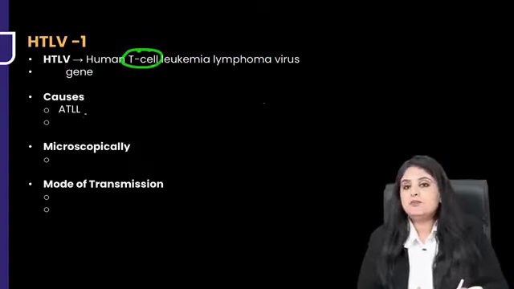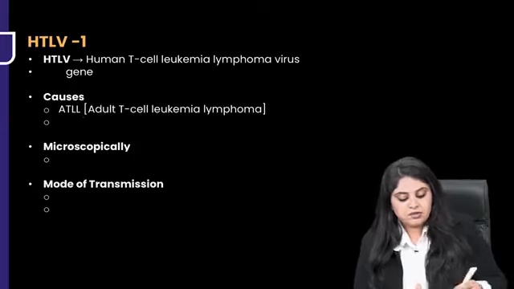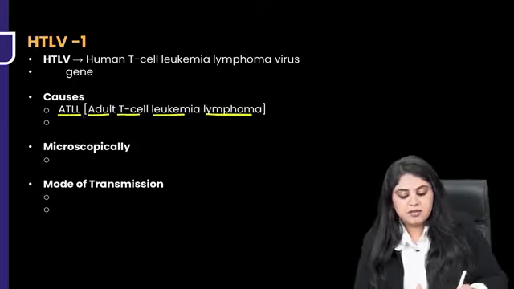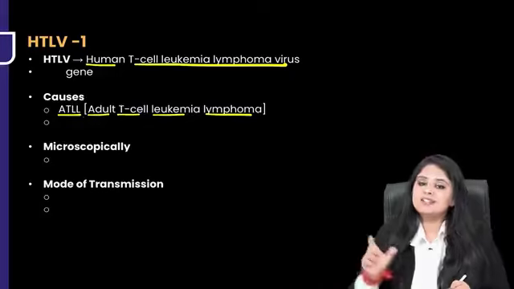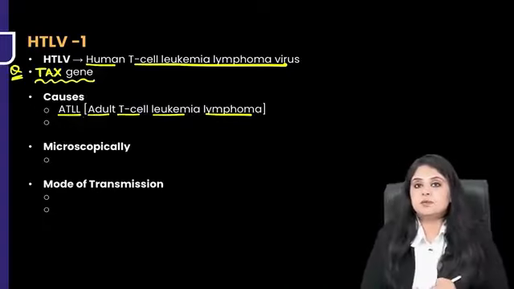And which leukemia lymphoma, B cell or T cell? Common sense, ma'am, T cell. So remember, it causes ATLL, adult T-cell leukemia lymphoma. Wow, such a simple common sense thing. Human T-cell leukemia lymphoma causes adult T-cell leukemia lymphoma. Via which gene? God has given it a tax gene. That's a previous year exam question.